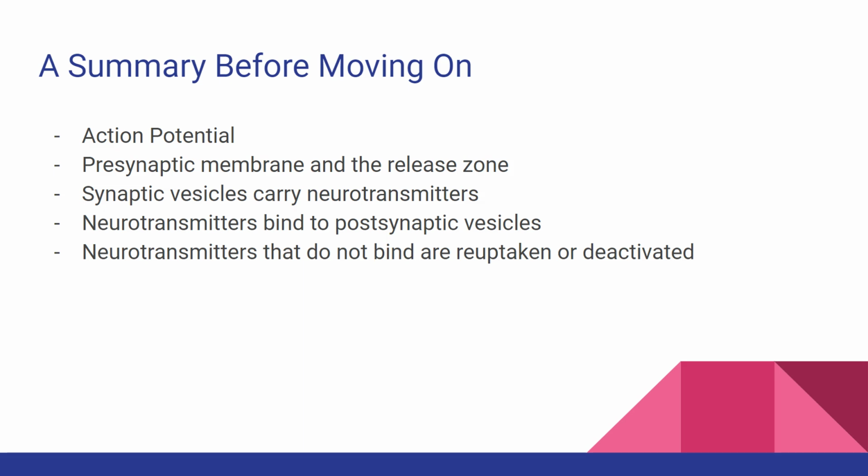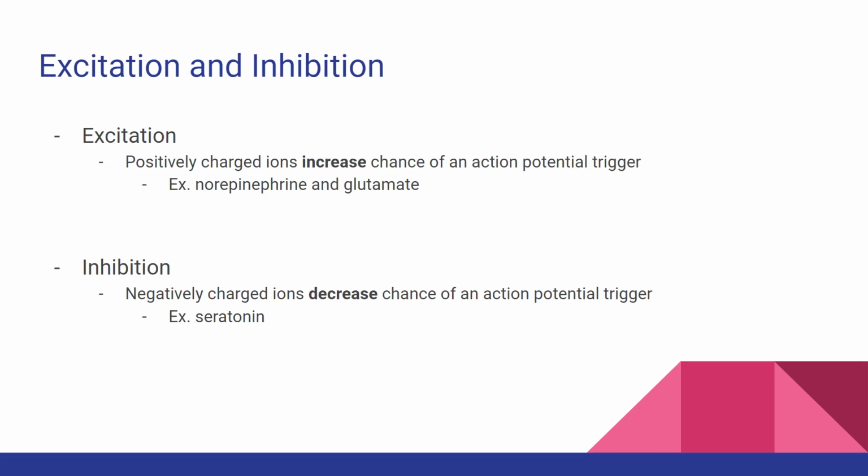Now that we've covered the processes of a single action potential at the synaptic level, we'll move on to discussing neurotransmitters on a deeper level. To review everything I've gone over, as an action potential reaches the terminal buttons, synaptic vesicles containing neurotransmitters are sent across the presynaptic membrane and then bind to receptors on the postsynaptic membrane. If they're not able to bind, they are either reuptaken or become deactivated through enzyme breakdown in order to terminate the process and make way for a new neurotransmitter.